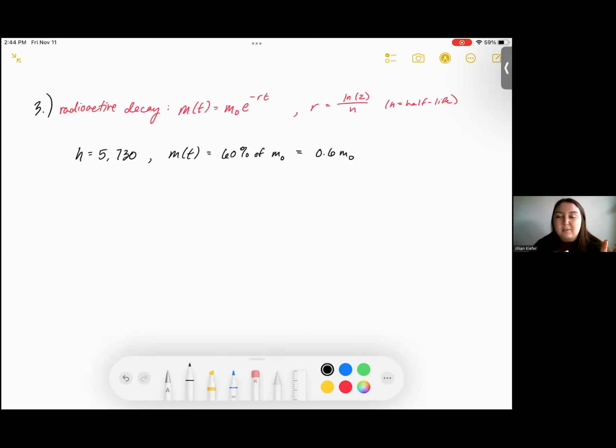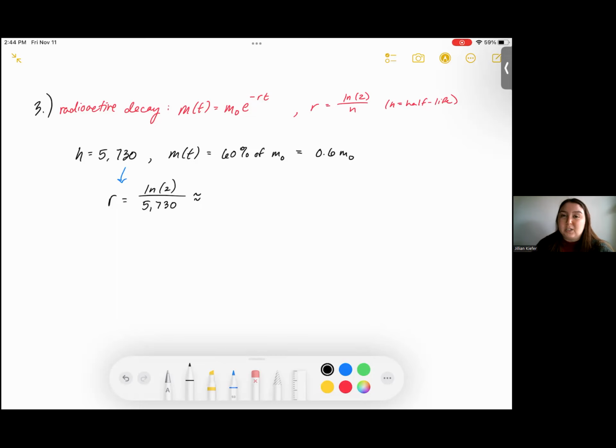First thing we want to figure out though is the rate, because if we plug in everything we have now, we don't know what r is, but we do know the half-life, so we can go ahead and find r. R is equal to the natural log of 2 divided by h, which we said was 5,730. And we want to use a calculator to find this value. And we're going to round to 8 decimal places. We want to keep it as accurate as possible.